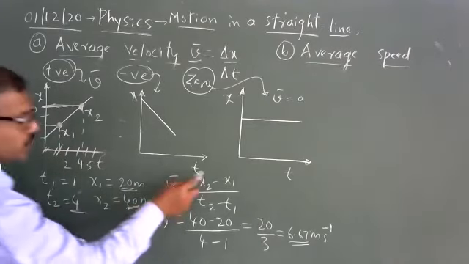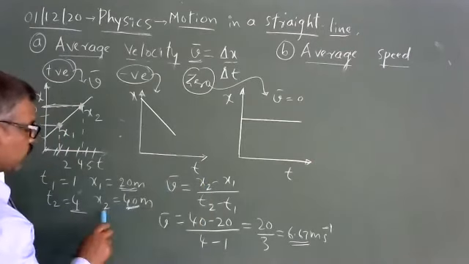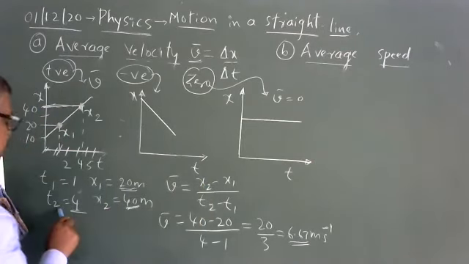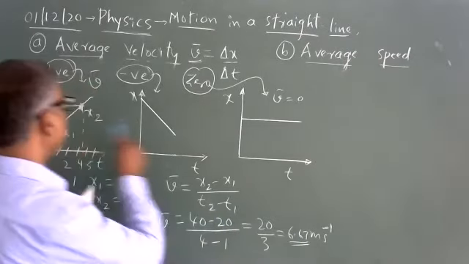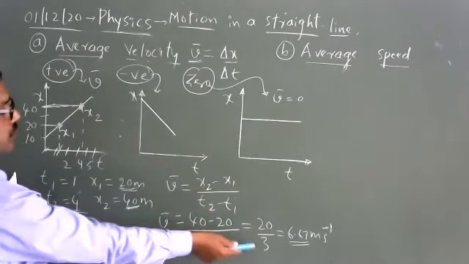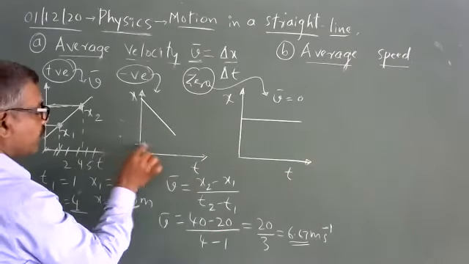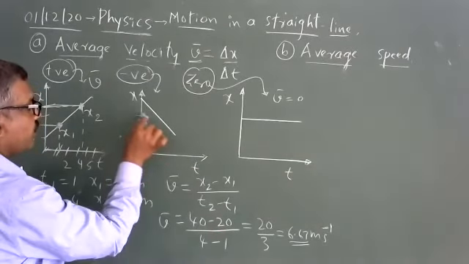When I substitute these values, 40 minus 20, x2 is 40, x1 is 20, time is 4 minus 1, mathematically I'll get 6.67, which is called positive velocity. Average velocity is positive. Now take for example 10, 20, 30, 40, 50, 60.